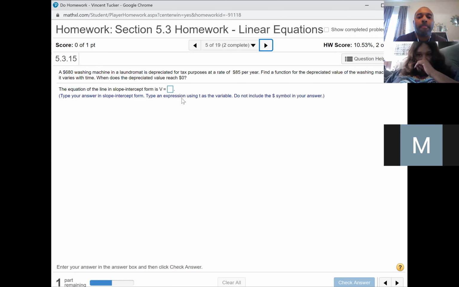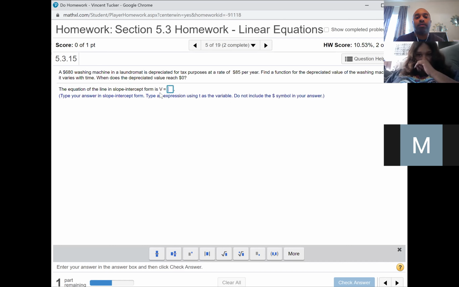T is your variable. You always want to look for the variables that they give you. They give you V, and you want to look for T. You can't just throw X in there. They want you to use a specific variable. If you were to use X instead of T, they will mark it wrong, even if you got the equation right, because they told you to use that variable. So just be careful with that.